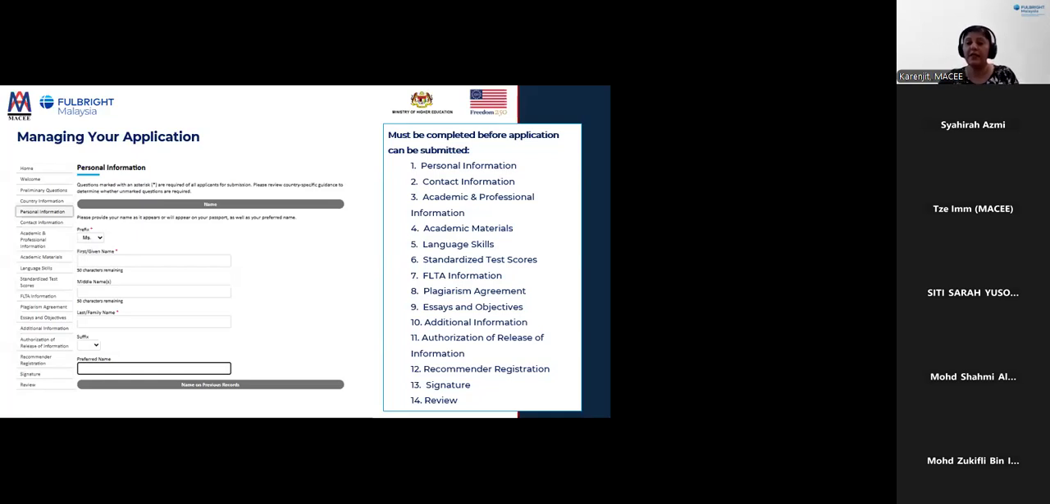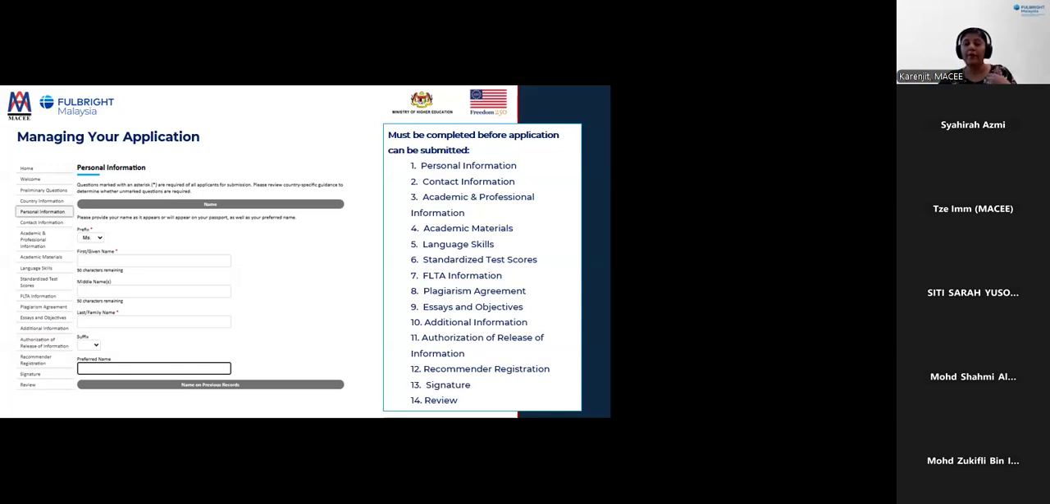If you see under the academic and professional information, this is where you're just providing us a little bit about your academic background. You will also be required to upload your resume or your CV. Okay, if you have received any awards or any recognition, any scholarships before, the academic and professional information section is where you actually state this info.